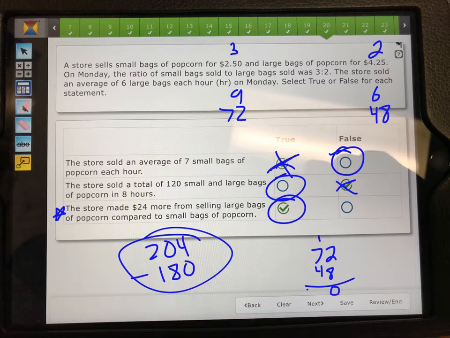What I have to do is take my 48 large bags, multiply it by 4.25, I get $204. I take my 72 small bags in 8 hours, multiply it by 2.50 per bag, I get $180. And when I subtract that, I do get 24. So I marked true because I think that whoever came up with this test is trying to play off this one. But I would argue that they did not give us sufficient information to make this claim with evidence of knowing how long they were actually open the entire day.